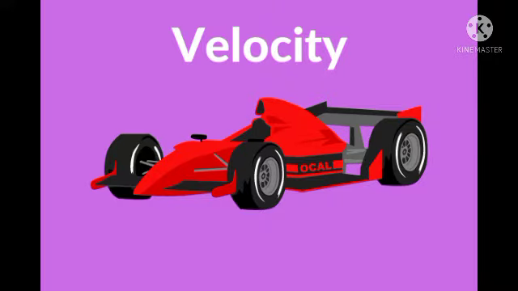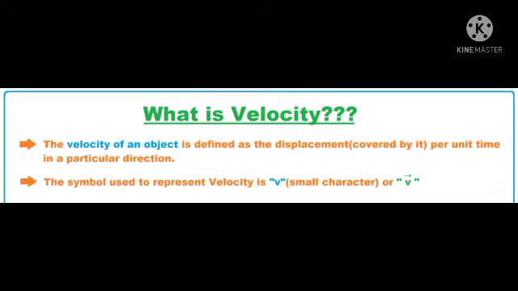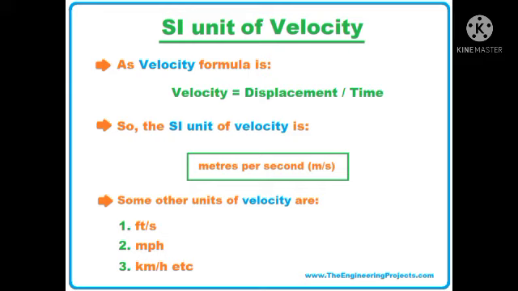Next one is velocity. Velocity is the quantity which shows the speed as well as the direction of the moving body. It is defined as the rate of change of displacement. The formula of velocity is displacement by time. The SI unit of velocity is meter per second.